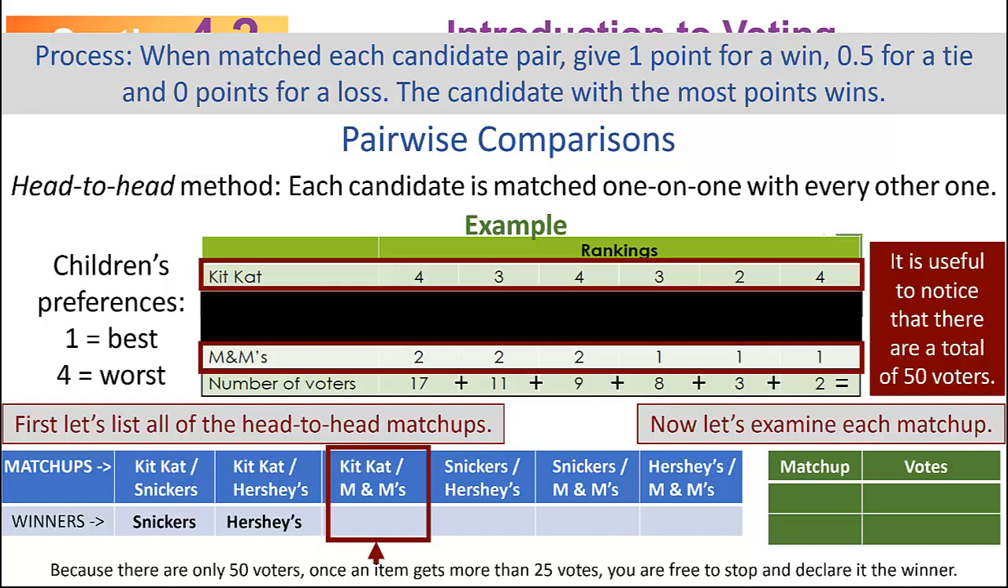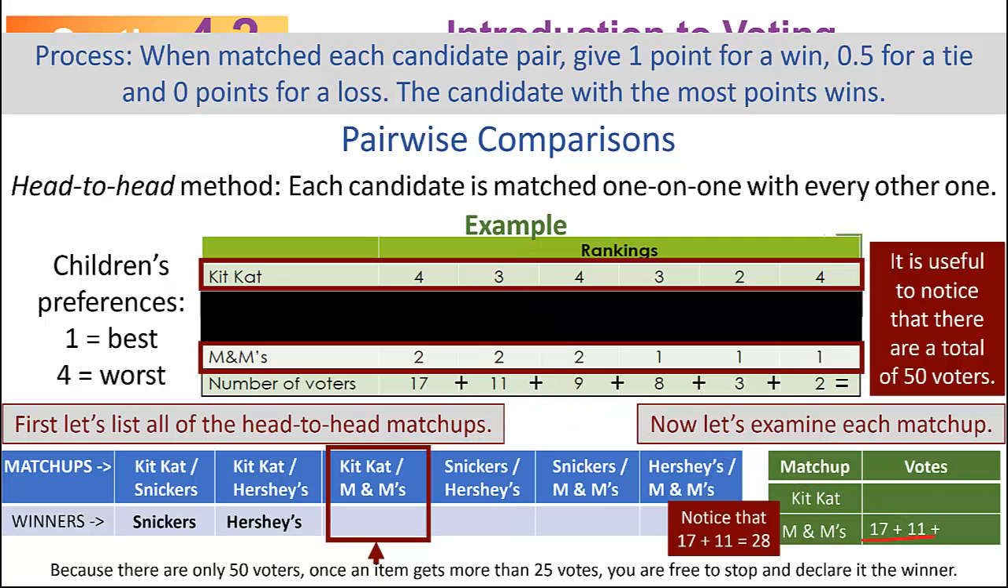The next matchup is Kit Kat versus M&M. I cover up the other two chocolates because I don't care about them at this point, and I start over with the first column. 2 beats 4, so those 17 votes go to M&M. Moving on, 2 beats 3, those also go to M&M's.